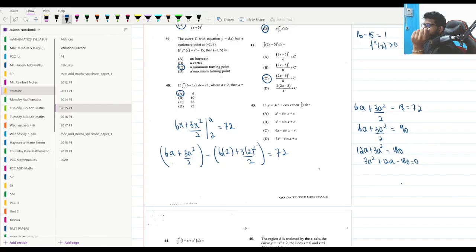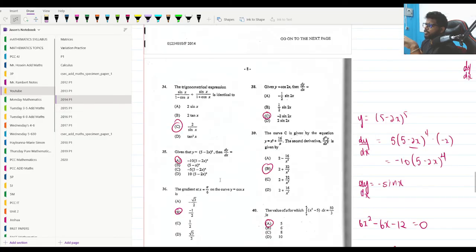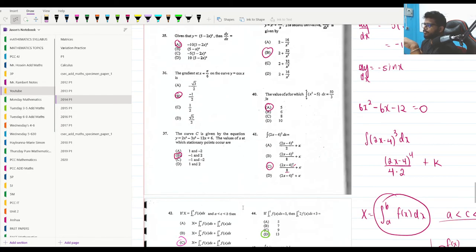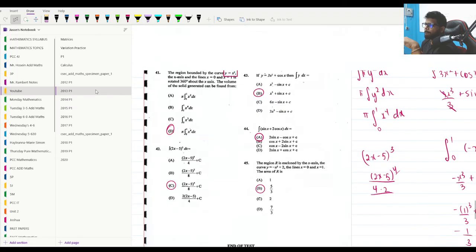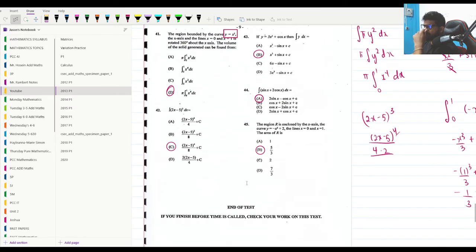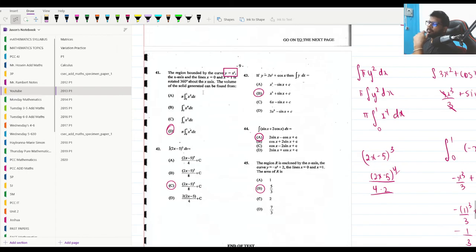If y is equal to 3x squared plus cos x, then the integral of y is going to be 3x cubed over 3. The differential of sine is cos, so the integral of cos is sine, so it will be plus sine x. So we get x cubed plus sine x plus c. I think this is a repeat as well, 3x squared plus cos x. It is a repeat.